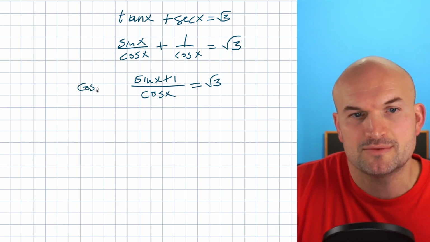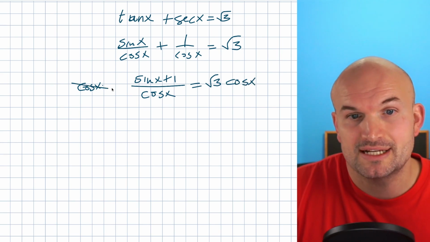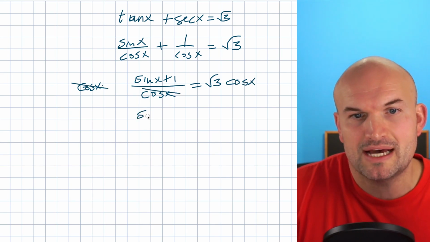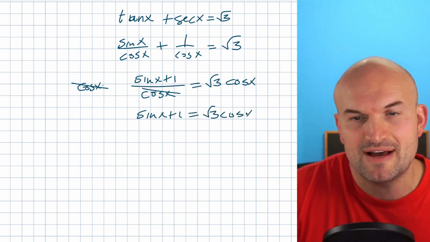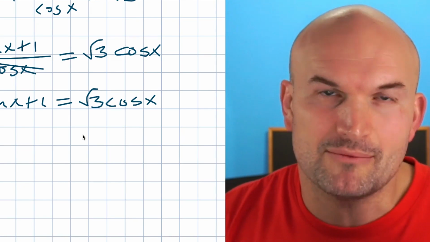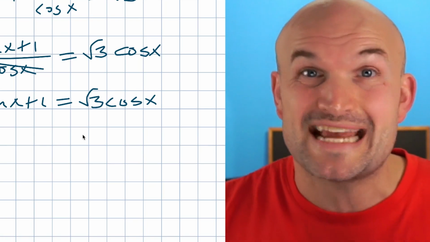So what I'm going to do is I'll multiply a cosine of x on both sides. And now what that's going to do, that's going to divide over here. Now I'm going to be left with a sine of x plus 1 equals a square root of 3 cosine of x. Now here's where it gets a little tricky, and something that we don't do a lot of in solving trigonometric equations, or at least probably you don't get a lot of examples with this.